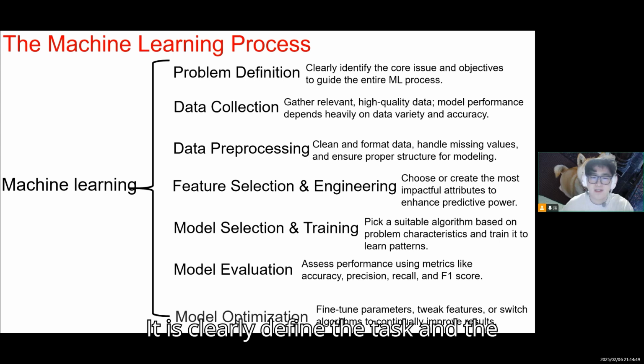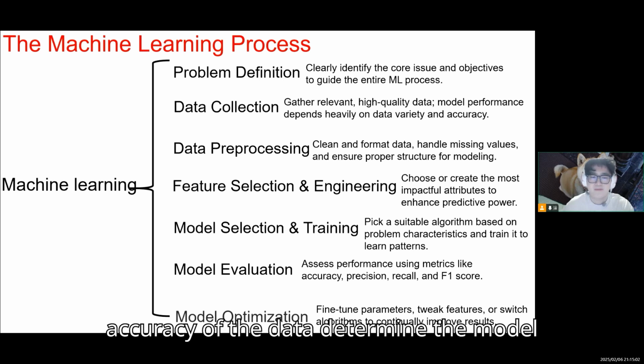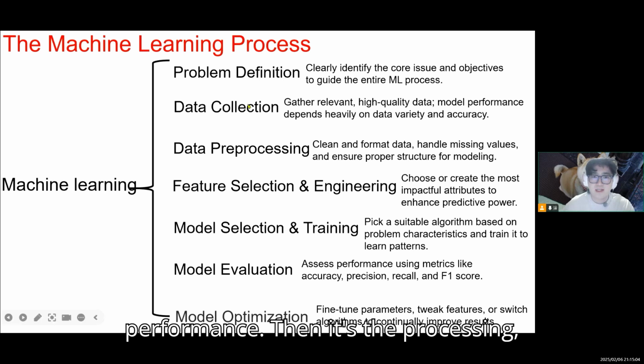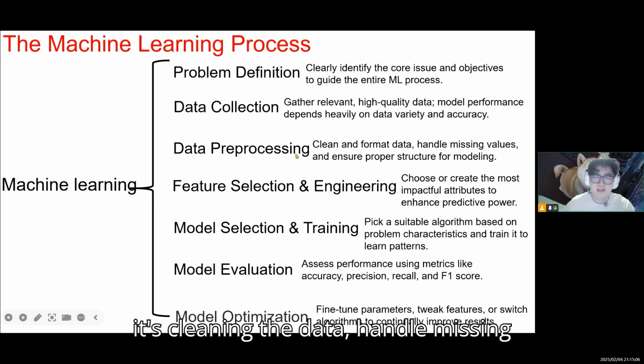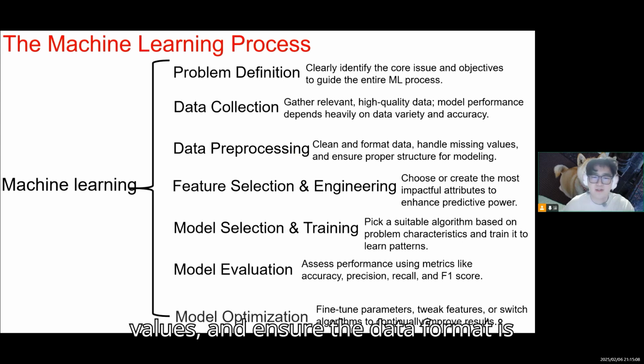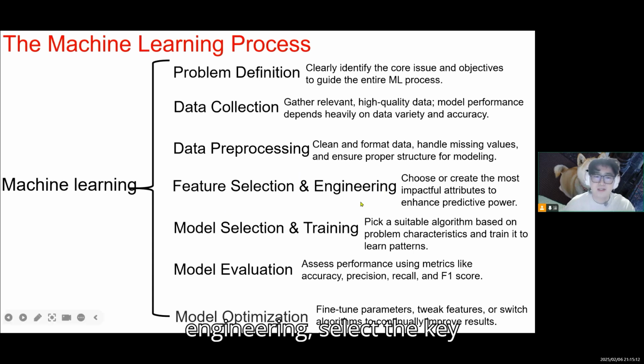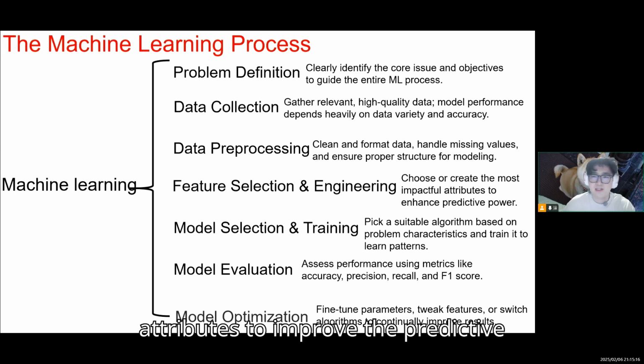The first one is problem definition. It clearly defines the task and goals to guide the entire process. The data collection is to obtain high quality data, as the diversity and accuracy of the data determine the model performance. Then it's the processing. It cleans the data, handles missing values, and ensures the data format is correct. Then feature selection and engineering: select the key attributes to improve the predictive capabilities.